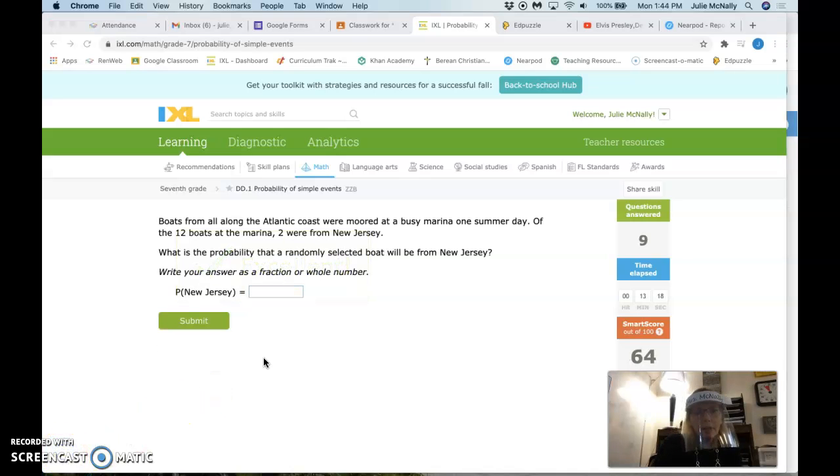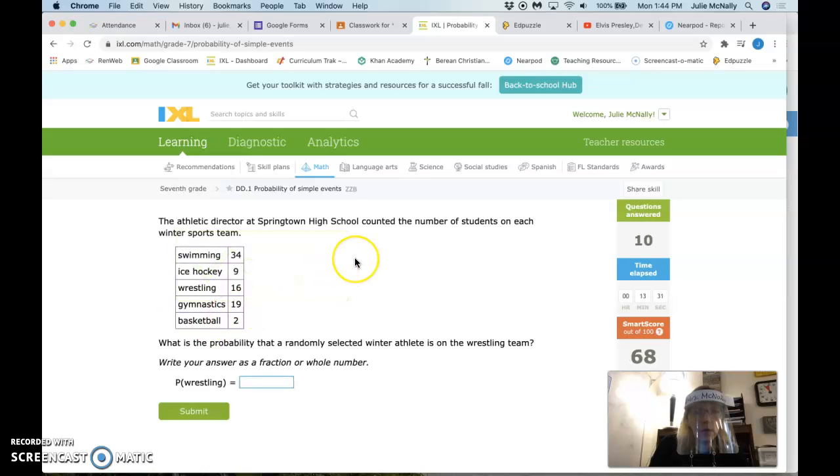All right, boats from the Atlantic coast were moored at a busy marina. Didn't I already do this question? 2 out of 12. What is the probability? I did, but it was from Florida last time. Yes, Tommaso, hurry up.